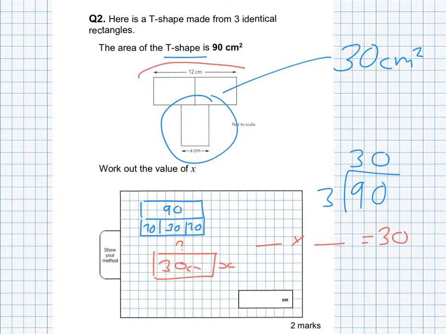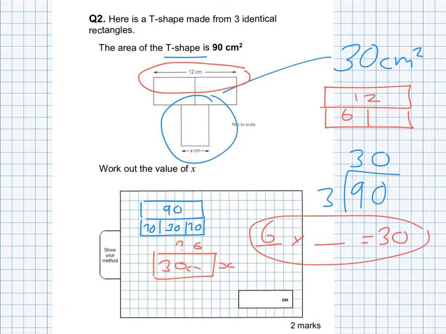But I don't know either of those, so I need to look for clues. I look up here and I can see that the length of two rectangles is 12 centimetres. So again, part whole. Whole length is 12. So one of them must be half of 12. That would be 6. So I know that this side is 6 centimetres long. So my length is 6. I don't know my width, but now I can see that I've written it out. I've done my jottings.